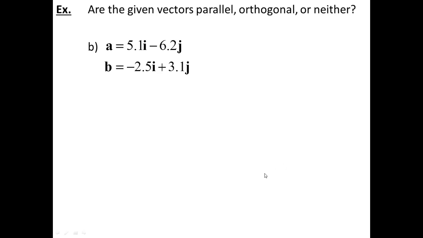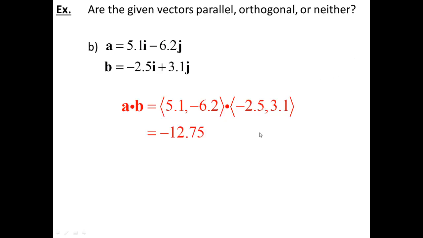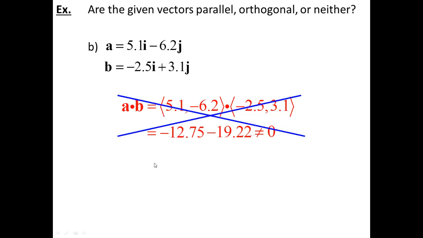Alright, let's try this one. Same deal. I'll start with the dot product. 5.1 times negative 2.5 is going to be negative 12 3/4. Negative 6.2 times 3.1 is going to be negative 19.22. And don't waste time trying to figure out what the answer to this question is. Don't waste time pulling out the calculator to do the subtraction. The goal is: is it parallel, orthogonal, or neither? My current test is checking for orthogonality. The answer is definitely not 0, so it's not orthogonal, and I'll move on.